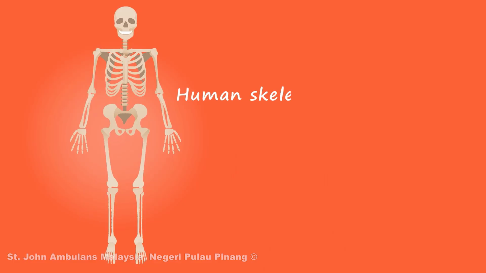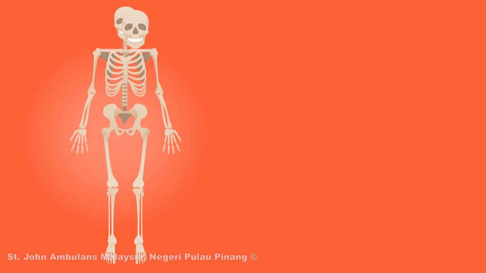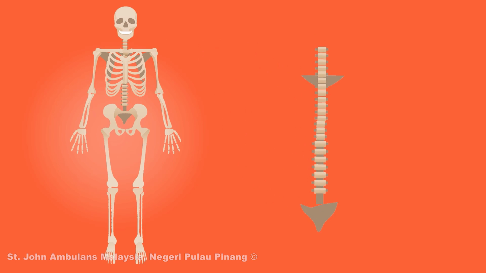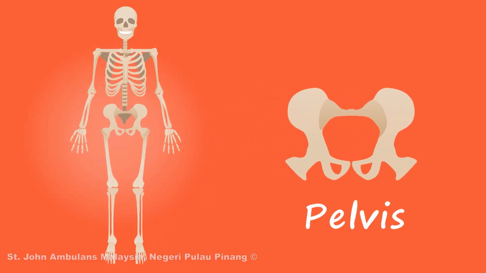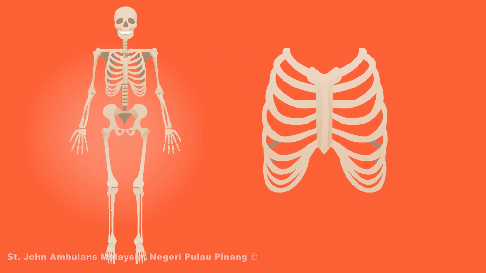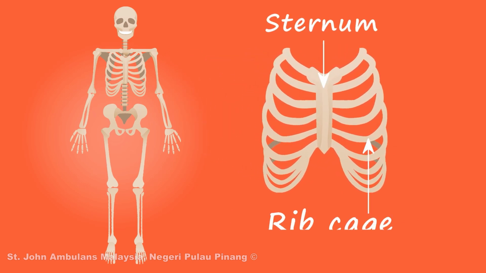Our skeleton is made up of 206 bones. Generally, it can be divided into a few major bones. Some are fused together, some are individual. We have the skull, connected to the spine and the pelvis. And in between, we have the rib cage, which protects our lungs.